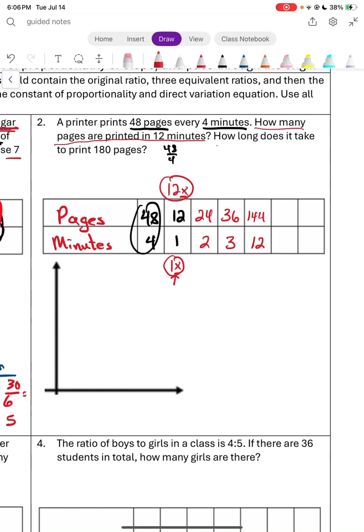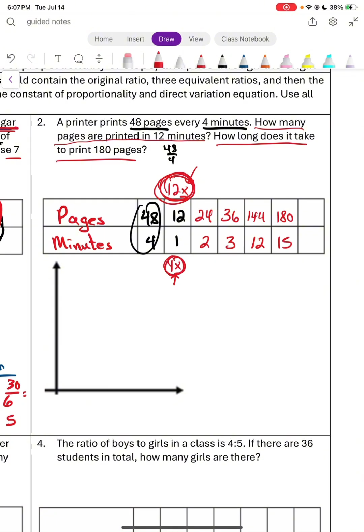And then the last part says, how long does it take to print 180? So our pages is 180. Again, we can figure out what we multiply x by to give us 180 by dividing, and that would give an x value of 15. So since x is 15, plug in x down here, and that would take 15 minutes.